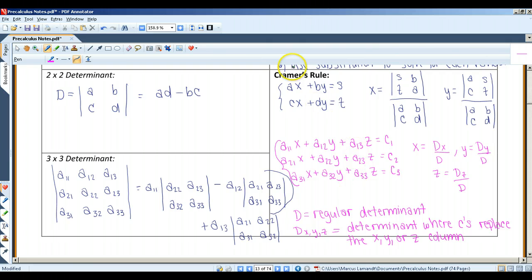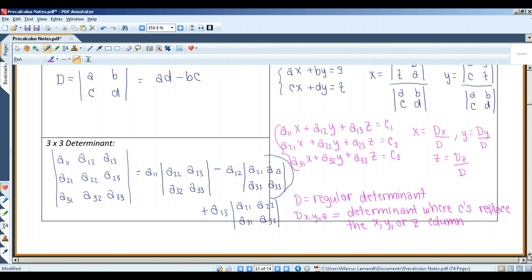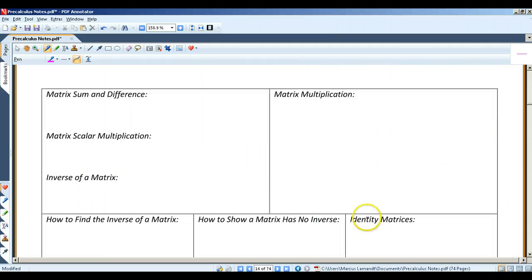I didn't want to write out the matrix of each determinant for each of these because it would take up too much space, but basically D is the regular determinant of the matrix. Dx, Dy, and Dz is the determinant where the C's replace either the x, y, or z column, depending on which variable you're talking about. Okay.